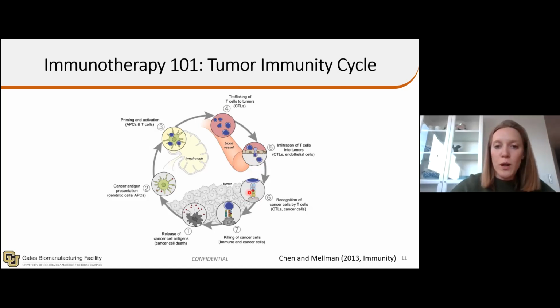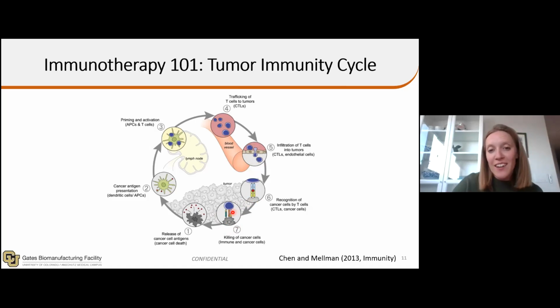Then through molecules expressed on the T cell surface and on the tumor surface, they're able to recognize those mutant proteins that they've been trained up to recognize, and then they can kill the cancer cells. So I think it's just a phenomenal, amazingly elegant system that we've all evolved to have. But these are the 7 necessary steps basically in order to control a tumor.